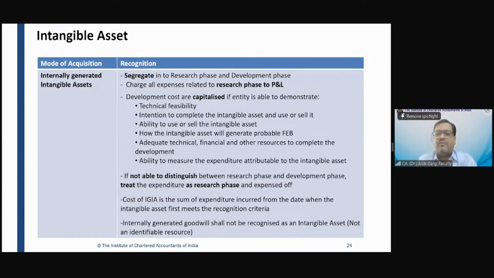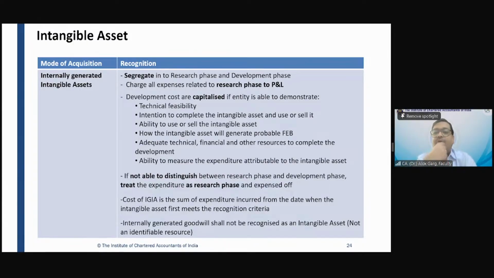Yes or no? Yes, sir. From the accounting perspective, just think like a horse. All the research phase spend is recognized as an expense. All the development phase spend has to be capitalized as an intangible asset under development.